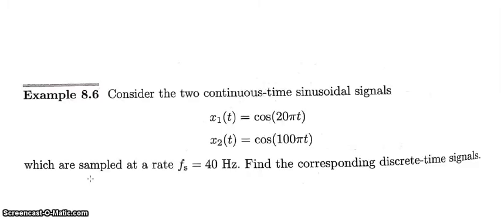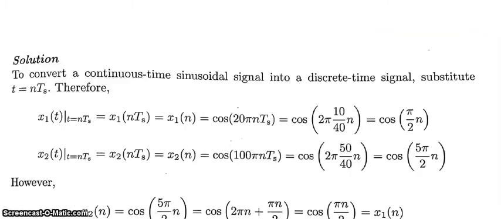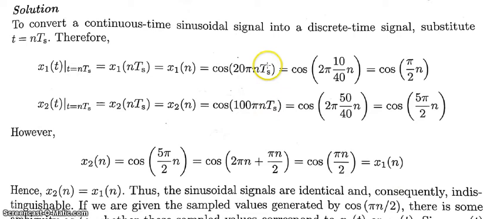Okay, next question. Consider the two continuous time sinusoidal signals x1 of t equal to cos 20 pi t, x2 of t equal to cos 100 pi t, which are sampled at a rate fs equal to 40 hertz. Find the corresponding discrete time signals. Okay, here to convert a continuous time sinusoidal signal into a discrete time signal, substitute t equal to n Ts, where Ts is the sampling duration or sampling period.